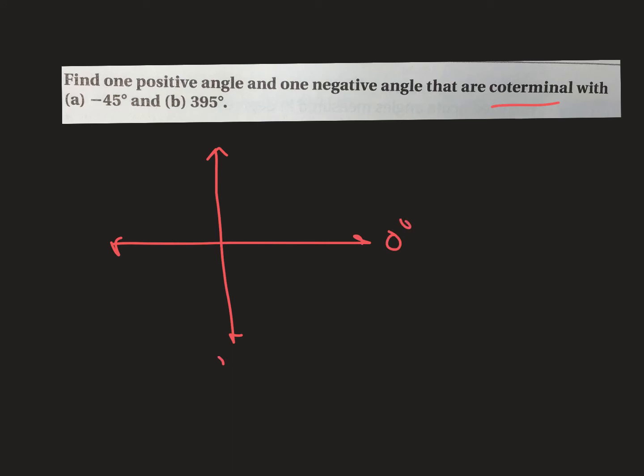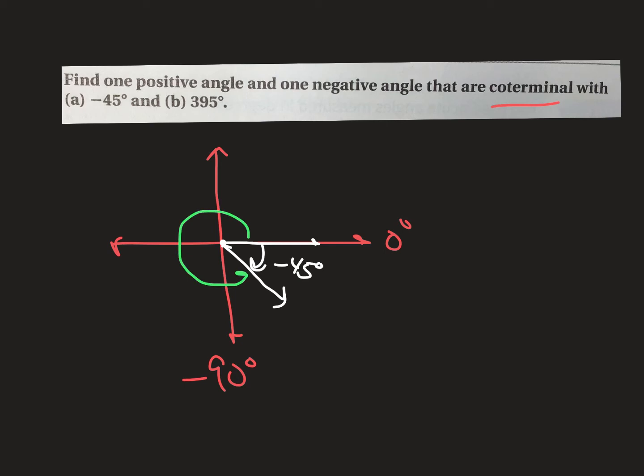Remember, negative means it's going the opposite direction, so that's negative 90. Negative 45 would look like this. We'll go here, halfway to negative 90. So there's negative 45 degrees. Now, coterminal means it looks the same, but the measure is different. It says one positive, one negative. So I'm going to find a positive one. Let's say that goes from there all the way around to there. That would be the positive one.